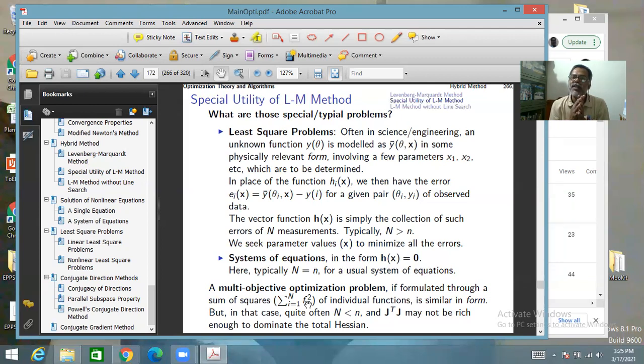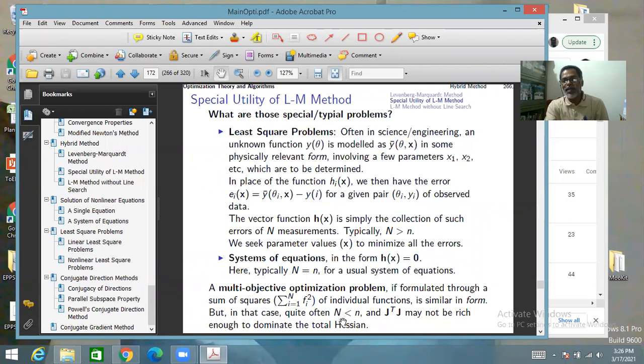Sum of squares getting minimized doesn't typically fulfill the purpose of a multi-objective optimization problem, but it fulfills the purpose in a limited sense. But even in that limited sense, in such problems, capital N, the number of objective functions, is typically less compared to the number of variables. And if so, then this J transpose J, this part of the Hessian, will not be dominant enough, in the sense that it will be small n by n, but its rank will be at most capital N.